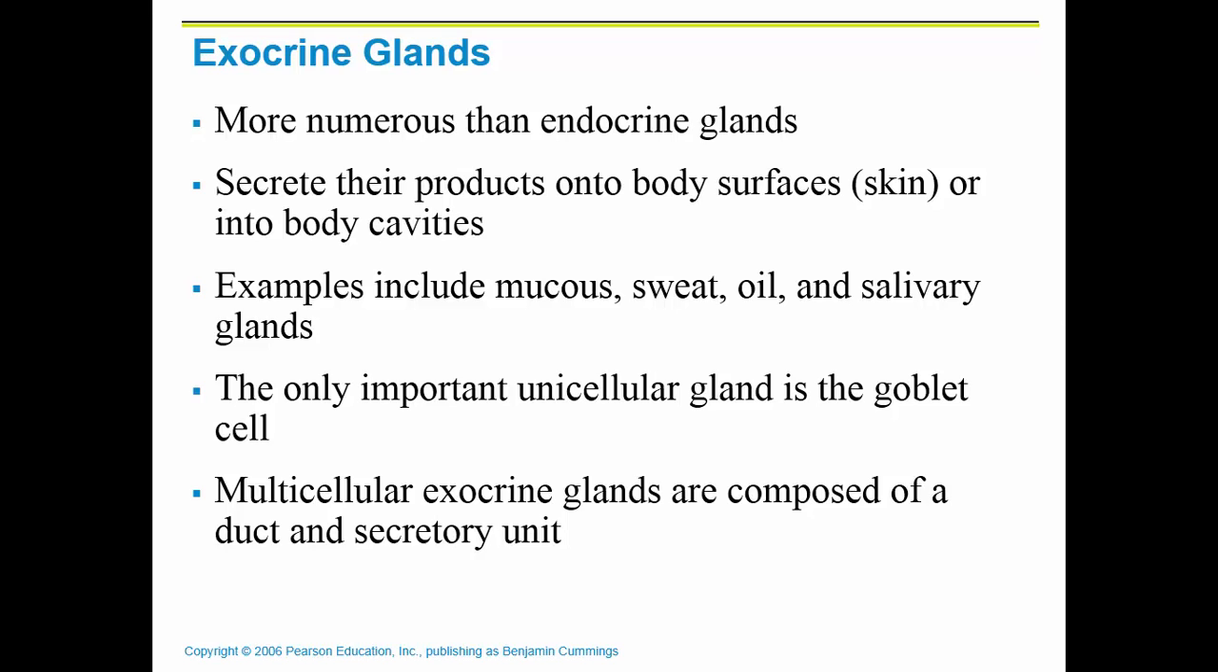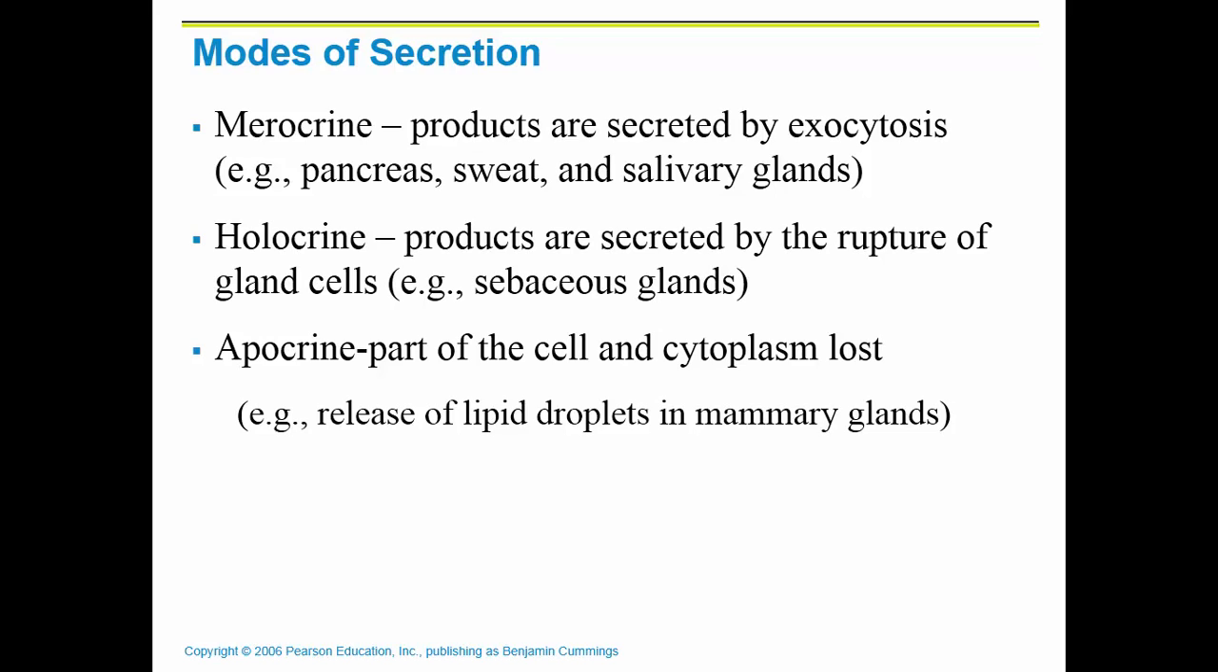And we do have one very important unicellular gland that we talked about in some of the epithelial type of tissues, called the goblet cell. It's a unicellular gland, meaning that it is only made up of one cell, but it does produce the mucus, so the cilia can move that mucus across the tissue. There are multicellular exocrine glands also, and they are going to be categorized on their modes of secretion.